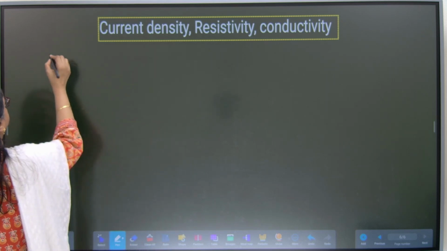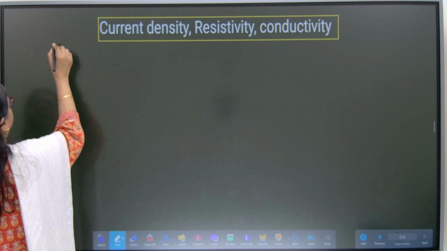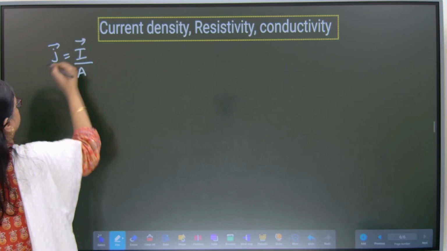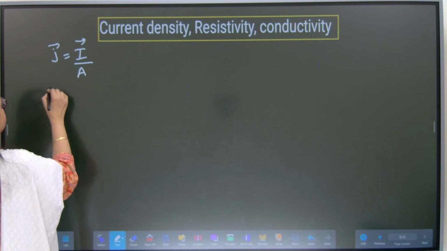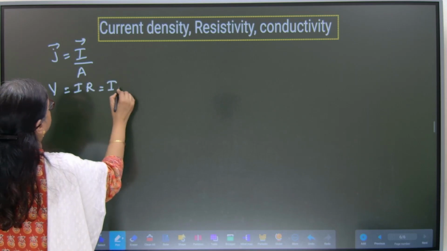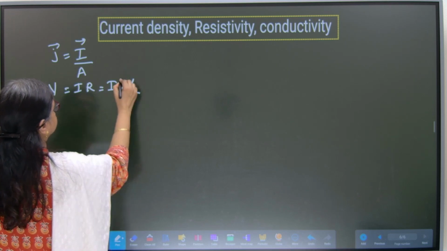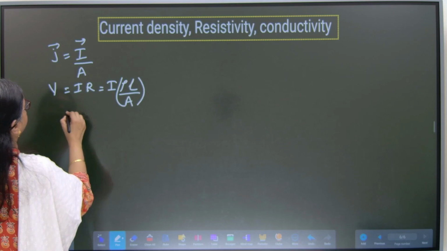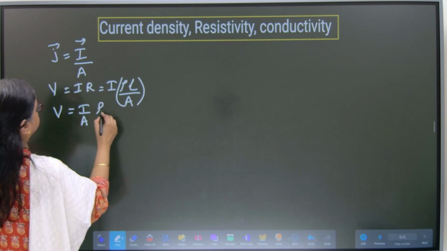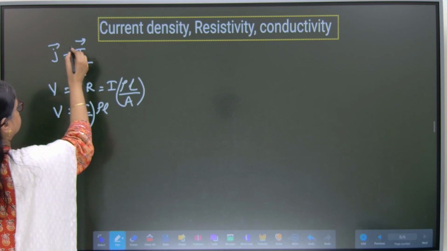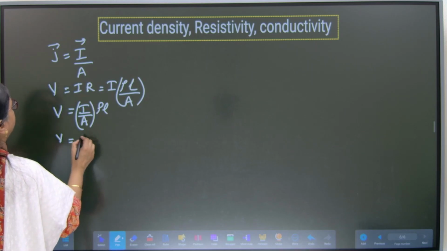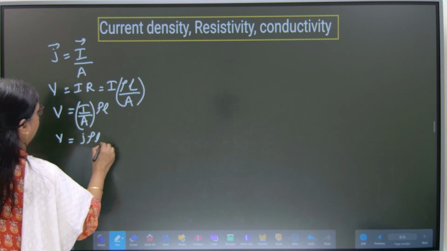So first let us define current density. Current density is defined as current per cross section area. Fine. Okay. Now from the Ohm's law we have learnt V is equal to IR. In the previous page we have learned R is equal to rho L upon A, which I have just substituted. Fine. Such that we get V is equal to I upon A rho L. But this I upon A as written here is current density. Therefore V is equal to J rho L.